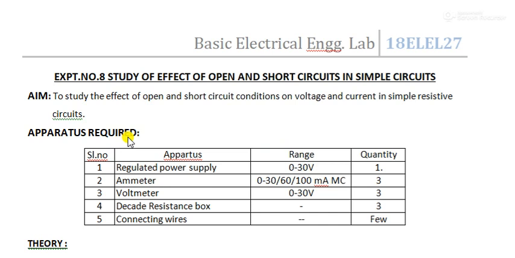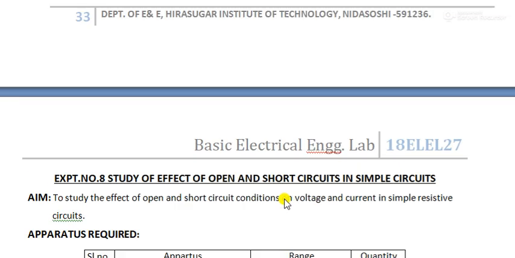Now the apparatus required: a regulated power supply 0 to 30 volts, 1 ammeter 0 to 30, 60, 100 milliamps, 3 voltmeters 0 to 30 volts, 3 decade resistance boxes or normal resistors you can use, and a few connecting wires. These are the apparatus required.